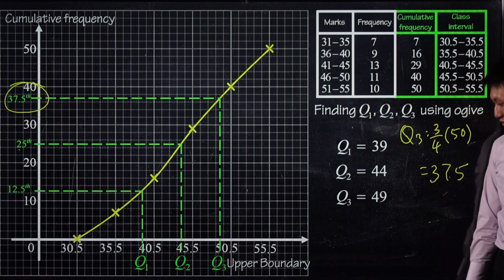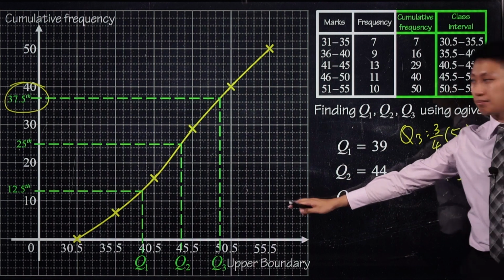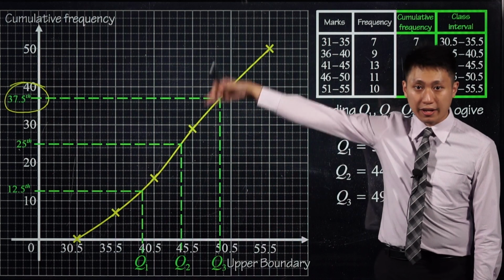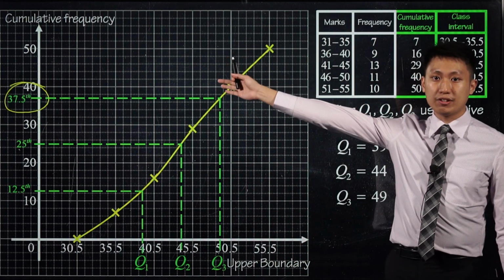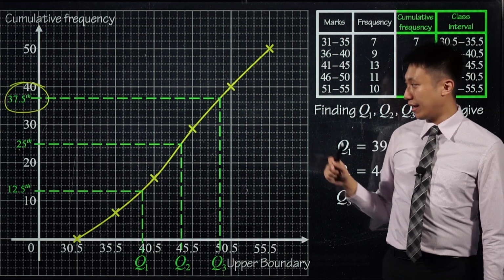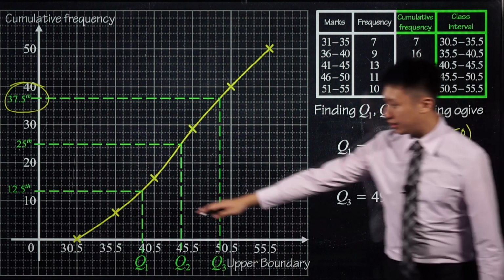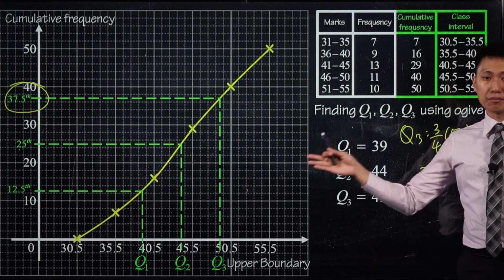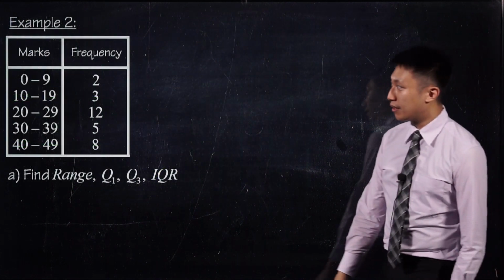I think you shouldn't have any problem with this one, right? You just have to make sure you know how to plot the axes. And what's on the axes? The upper boundary and the cumulative frequency. It's easy. As long as you know how to draw the ogive, searching back won't be hard. Scale it properly. Let's move on to the next one.